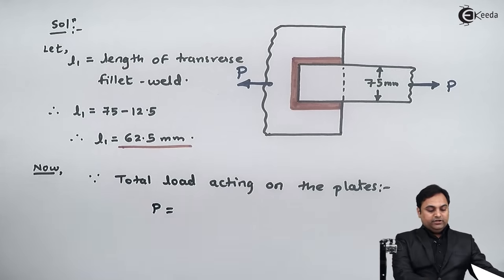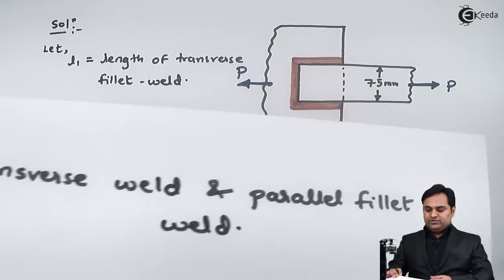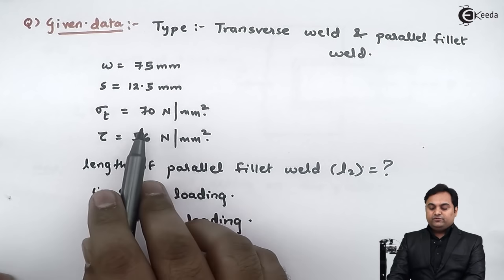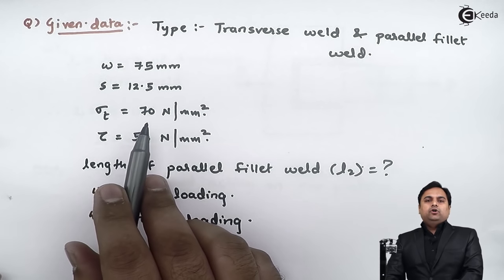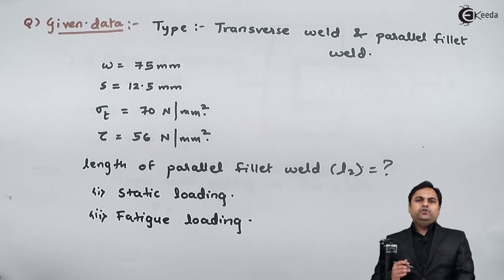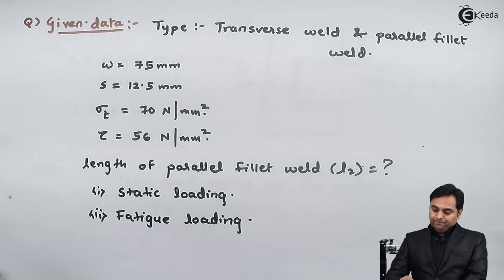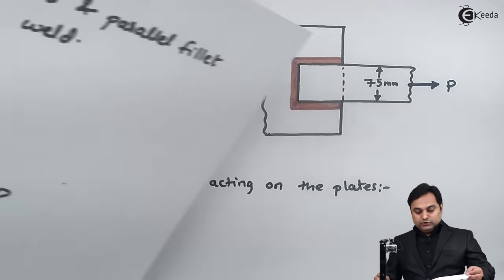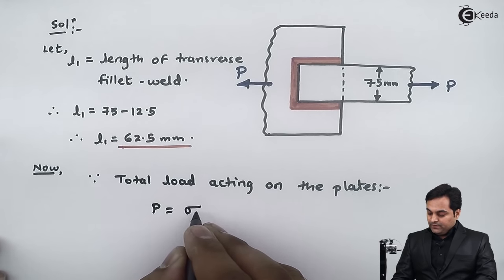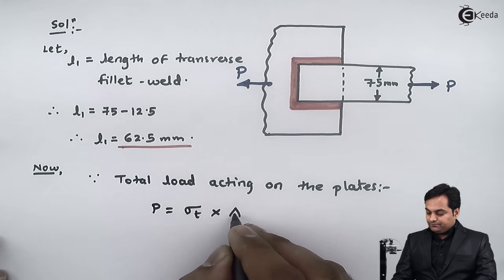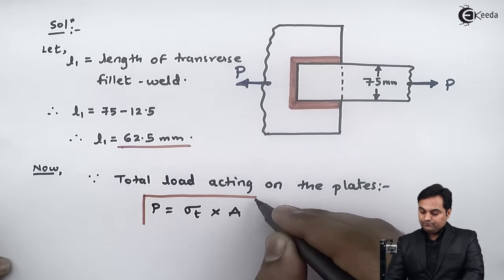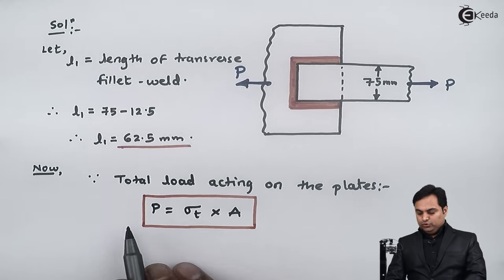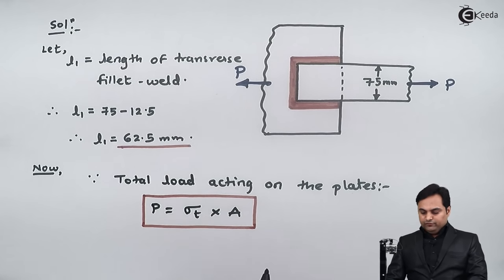Now here in this problem we have both the stresses, that is tensile and shear stress. Out of them we have to select the maximum value, because while designing the welded joint we should have maximum load. So here I'll select sigma t, because it has value 70. I'm selecting sigma t multiplied by area. So I have utilized the formula of stress is equal to load upon area to get the value of load.